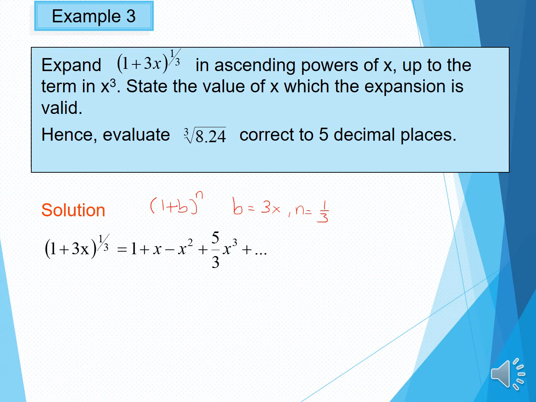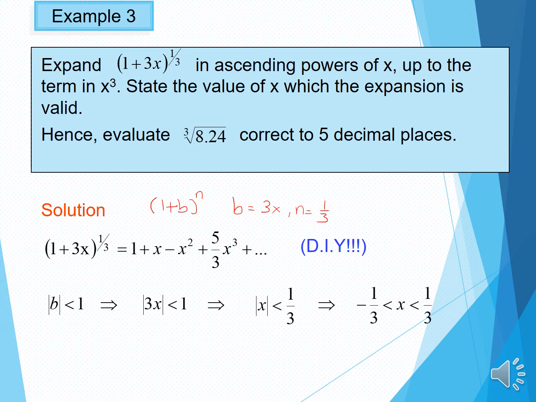The expansion is valid if the modulus of b is less than 1. Now b is 3x, so the modulus of 3x is less than 1. To open the modulus symbol, the answer is -1/3 < x < 1/3.